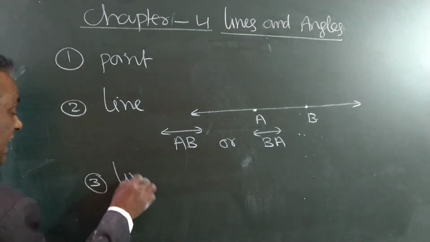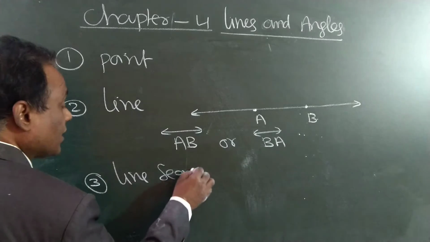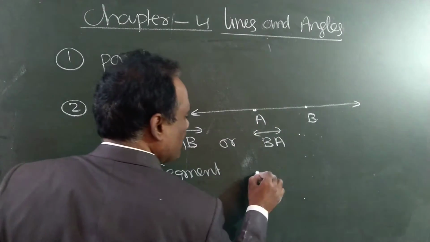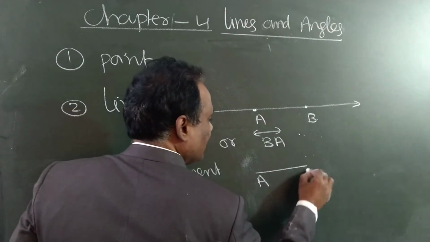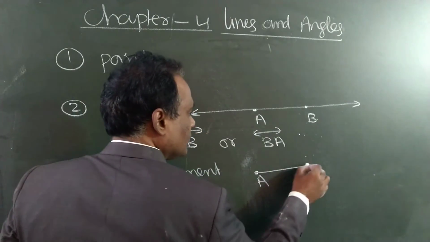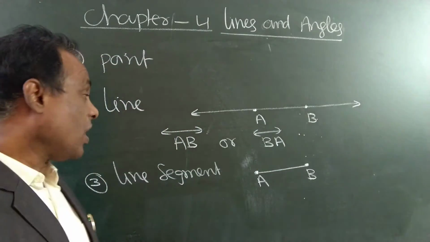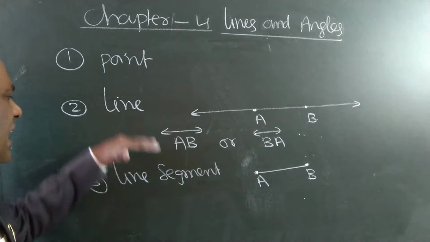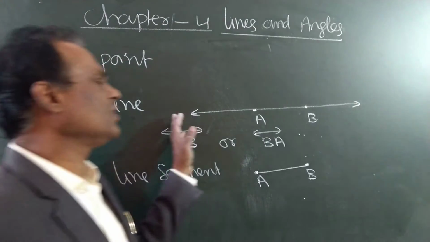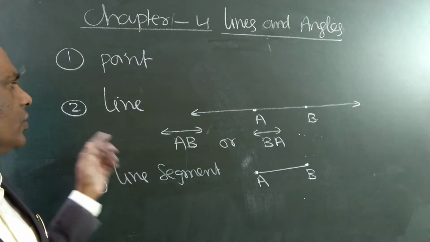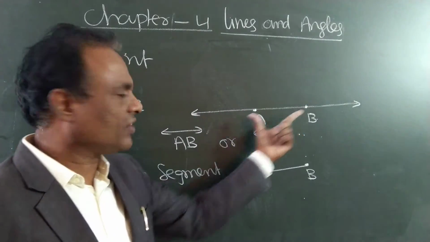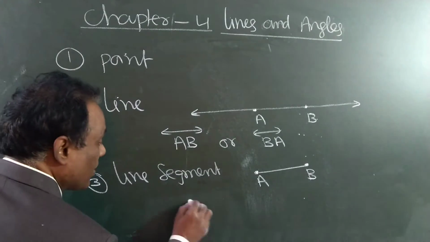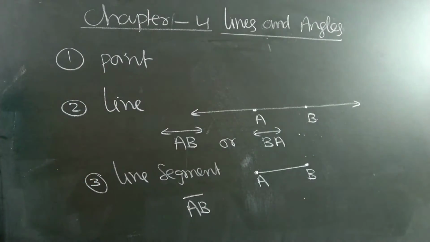Next, line segment means part of that line, only part. Suppose we take this point only up to here. This part is called line segment. Line and line segment, there is a small difference. Line means continuity, this side also continuity. Line AB is written as AB with arrow marks on both sides. For a line segment, we don't write the arrow marks like this.